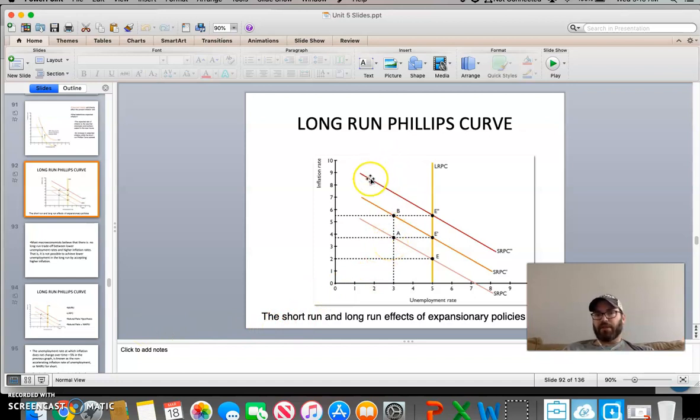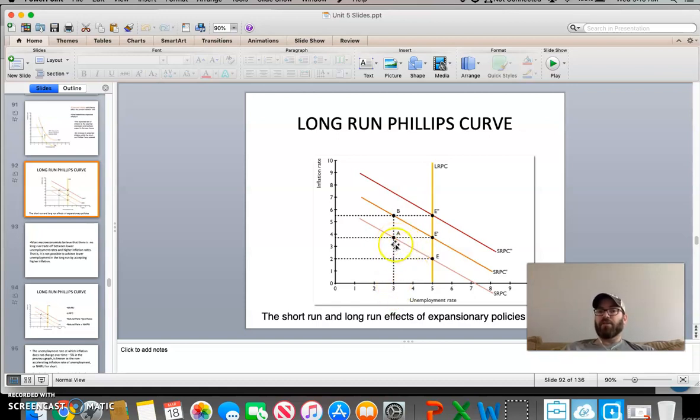So that downward sloping short run Phillips curve is going to show you those different points of unemployment levels and inflation levels. And what we say is that we have two options. If aggregate demand is shifting, then we're going to stay along this curve. So a shift from E to A would be an increase in aggregate demand, where we see the price level increasing and a reduction in the unemployment rate, right?